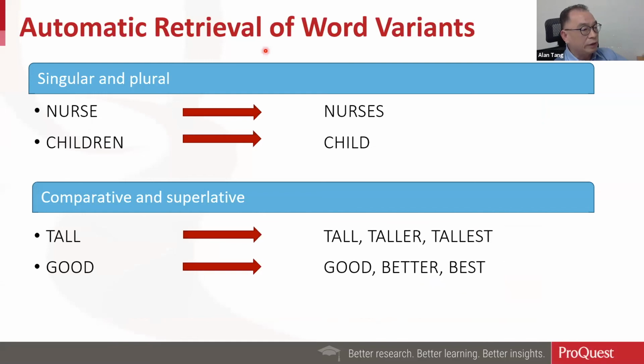I want to mention that the ProQuest platform automatically retrieves word variants, like singular and plural. For example, nurse, nurses, child, children. It automatically searches both terms. And also comparative and superlative: tall, taller, tallest; good, better, best. If you enter the term good, it will search all 3 terms here, okay?